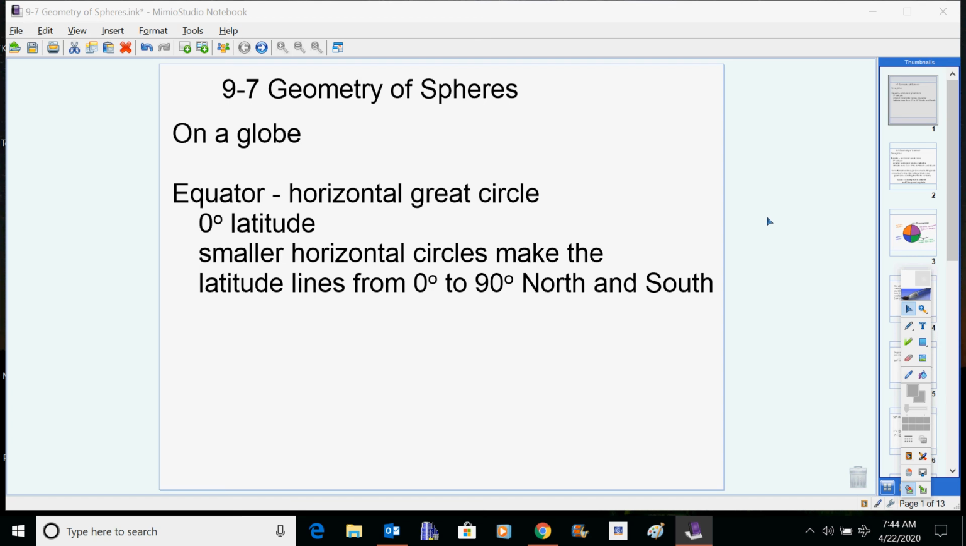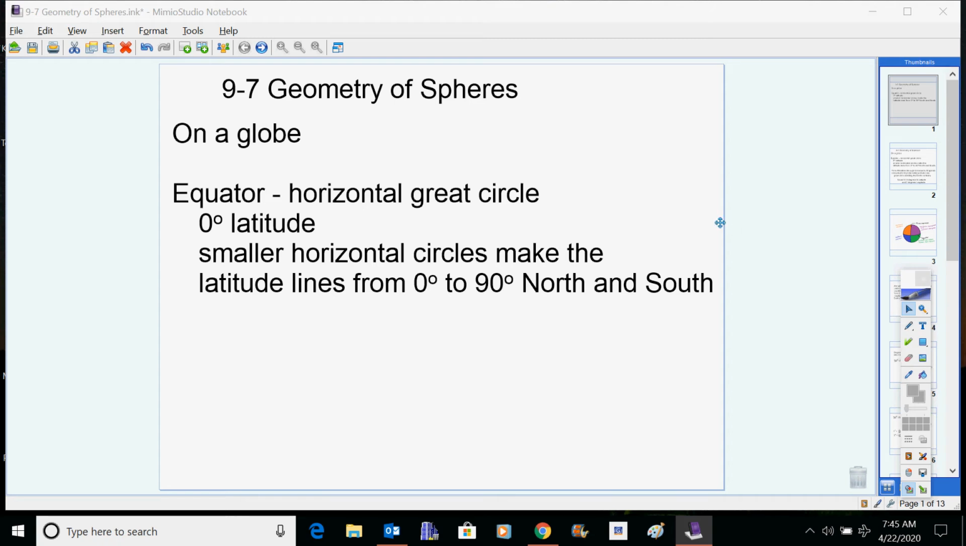Good morning, geometry students. We're getting ready to take a look here at spheres and their geometry. One of our most important spheres in our lives, or at least an almost sphere, is the Earth. So we're going to be spending some time today looking at our Earth and our globe.